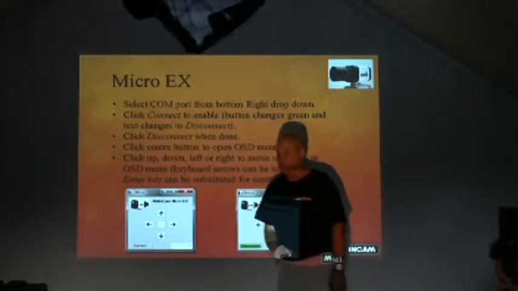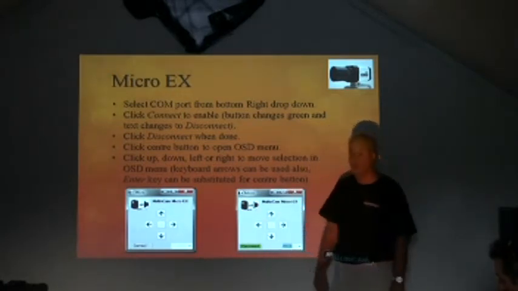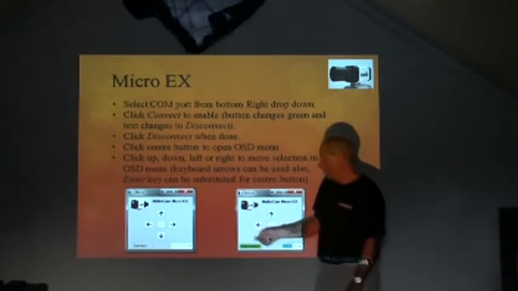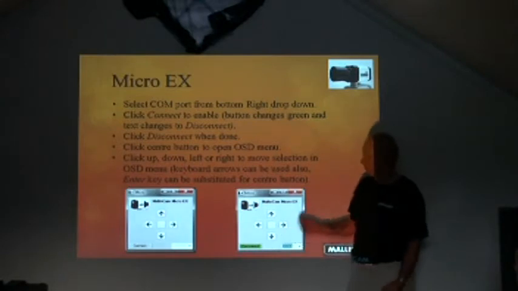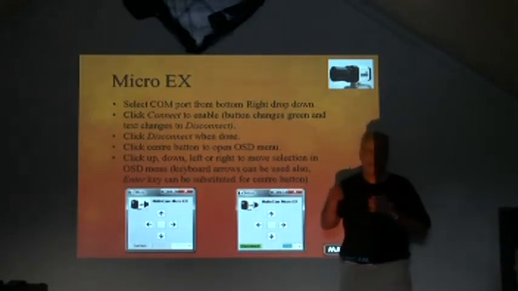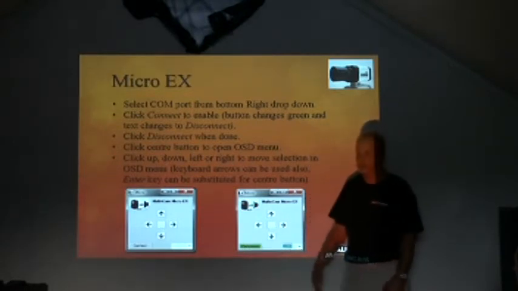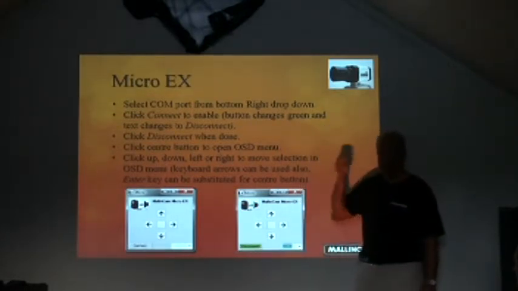You click connect. Why do I click connect? Well, if I just choose the COM port and I choose the wrong COM port, I'm going to get an error. If I click connect and I've chosen the wrong COM port, I will also get an error, but I did the error. I pressed the button. Okay? So you click connect, the button turns green, and it changes to disconnect, saying when the next time you press it, it's going to be a disconnect. You're now talking to the camera.